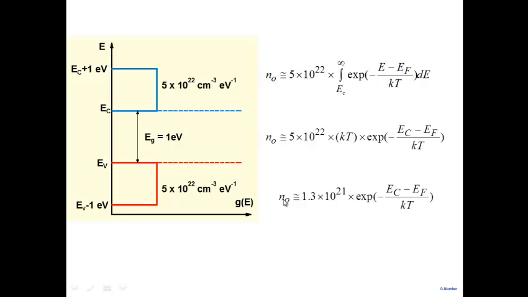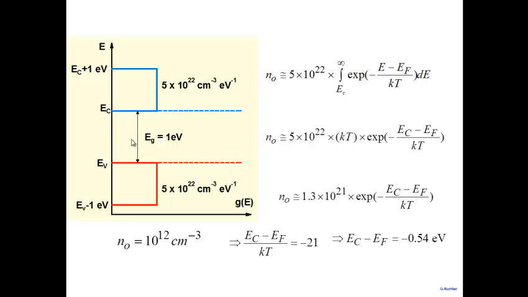Because N0, as I said, a typical value may be 10 power 17 or 16 or 14. Note that this is much smaller than 10 power 21. So EF is going to be somewhere below EC. I don't know where it is, but it has to be below EC. Only then will I be able to satisfy this. So N0 is 1.3 into 10 power 21 exponent minus EC minus EF by KT. Say N0 is 10 power 12, I'm just guessing. What will it tell us? We can immediately calculate EF. EC minus EF by KT turns out to be 21.